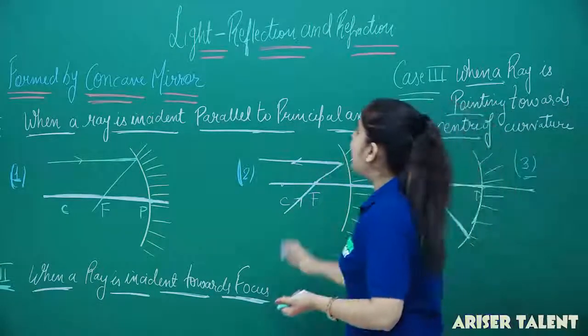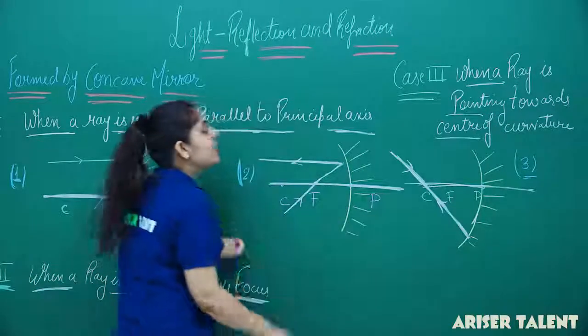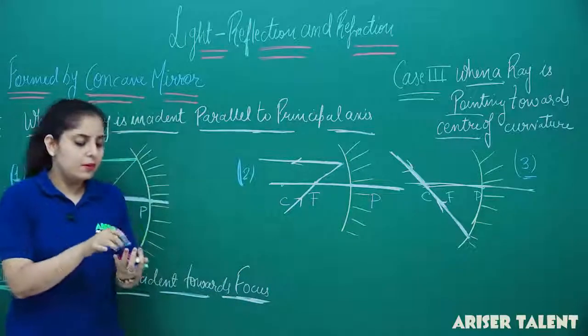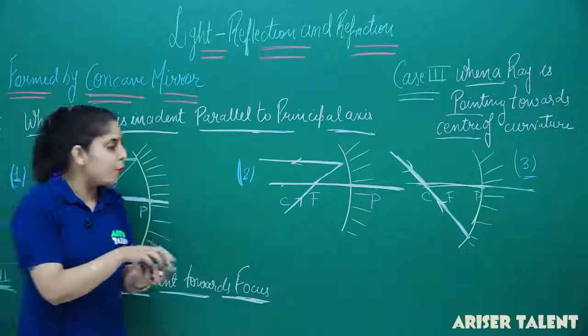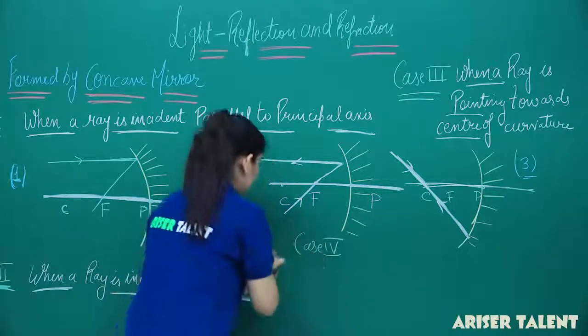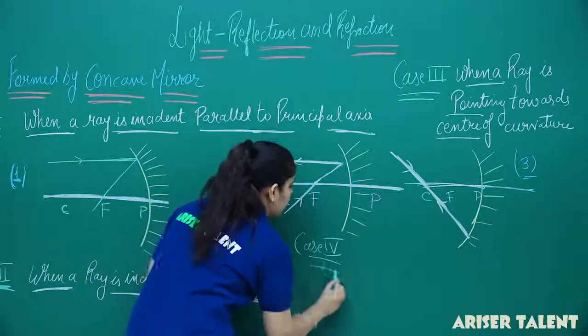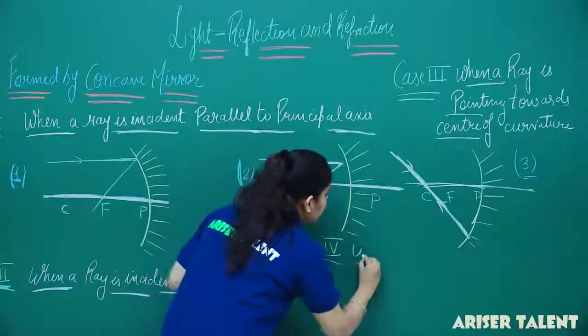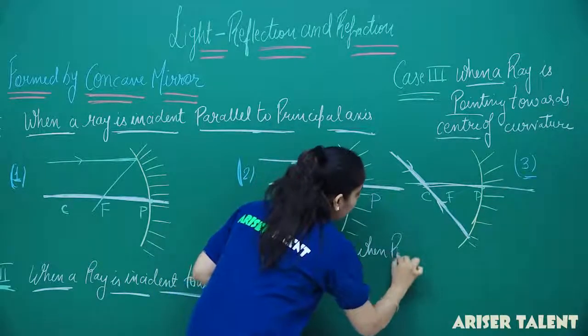Now, the last case is when a ray is incident on the pole. The ray is incident on the pole. So, case number 4 is when the ray is incident towards the pole.